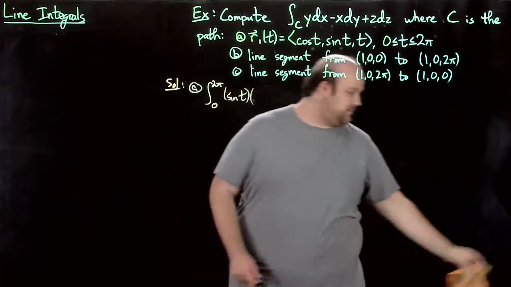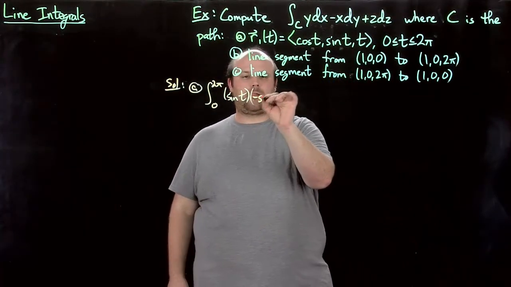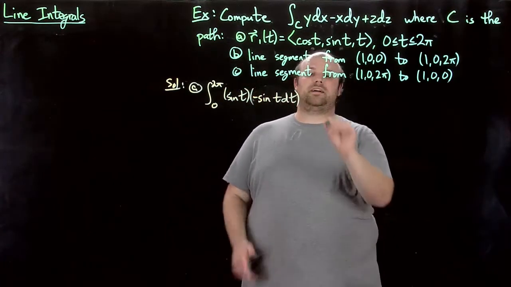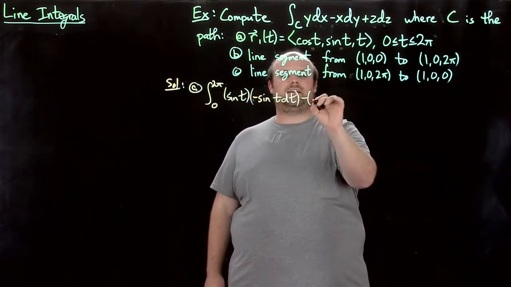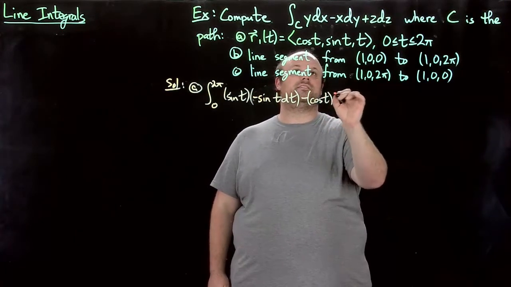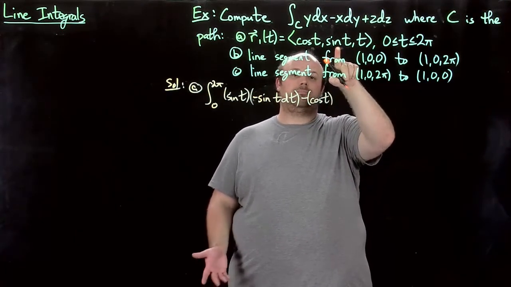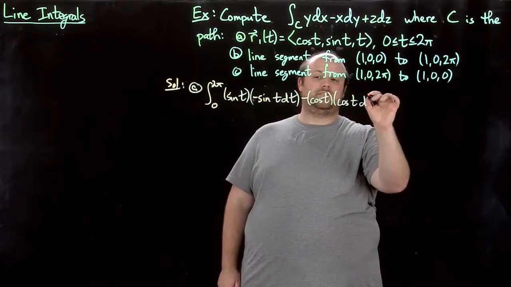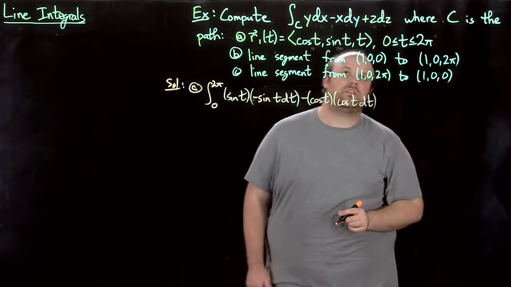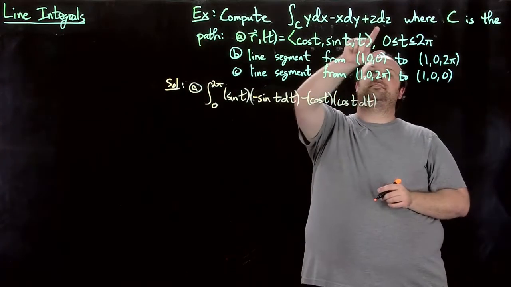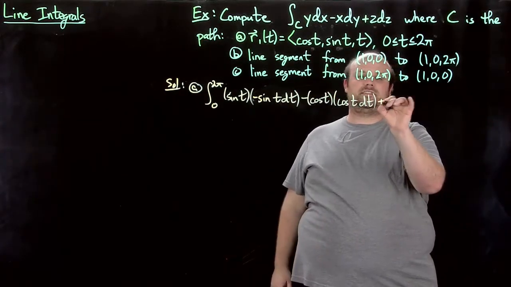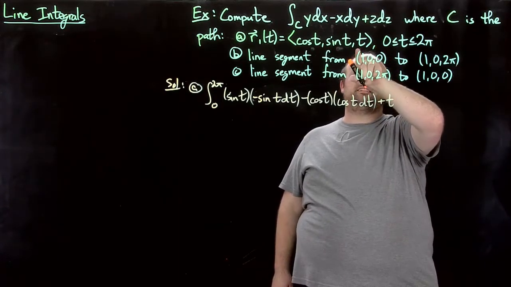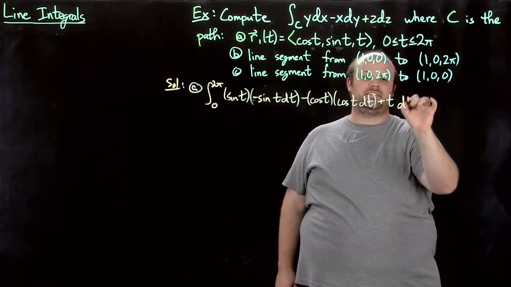Negative sine of t dt. Now minus x dy, well, x is cosine t. dy is y prime dt, so cosine of t dt. Plus z dz, so plus t, well, dz would be z prime dt, so 1 dt, so just dt.